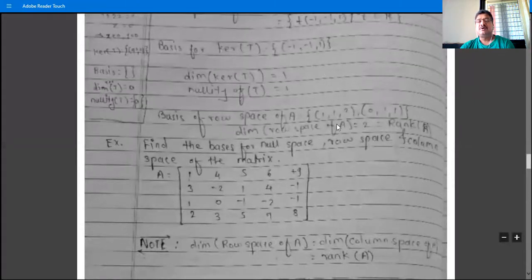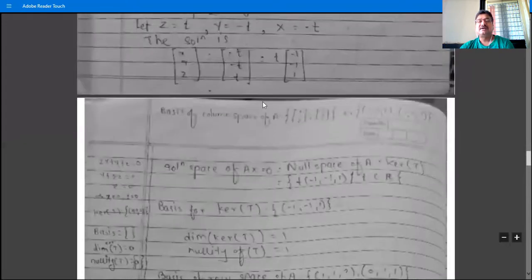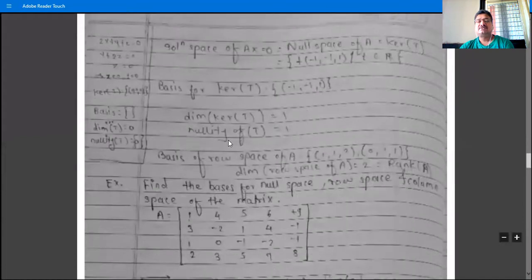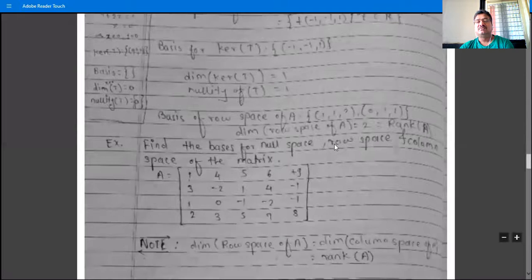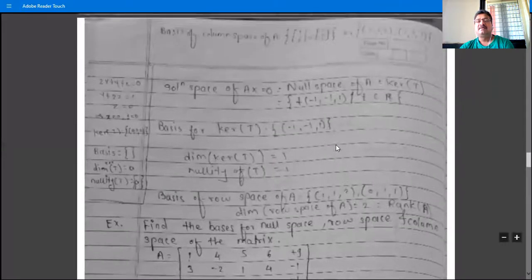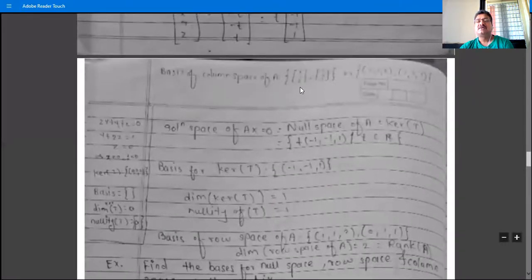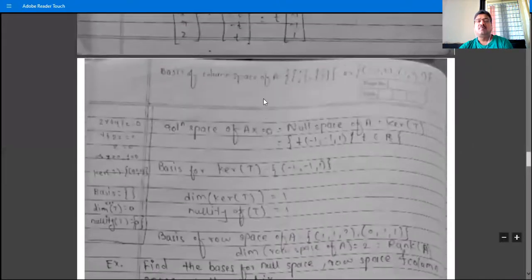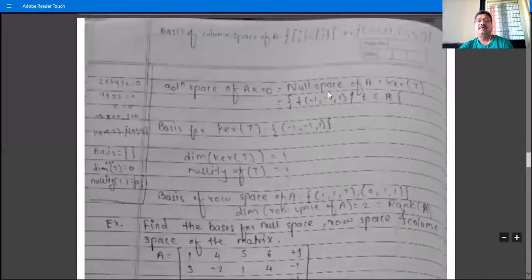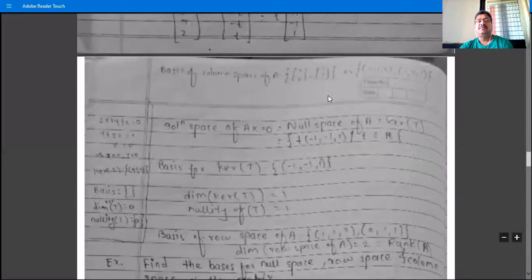So for the basis for the row space of A, don't write this. We have to write either the basis for the row space of A transpose. So cross this out, and write this sentence after the nullity of T. Take the A matrix and reduce it to reduced row echelon form, and then write the basis for the column space of A as this. Then we write that the dimension of the column space of A is equal to 2, and therefore the rank of T is equal to 2.